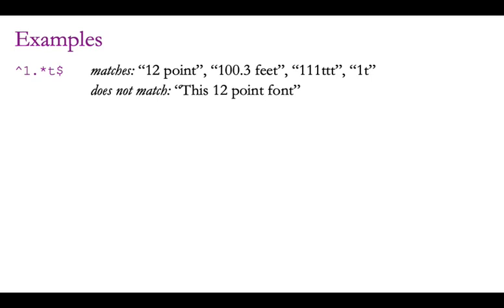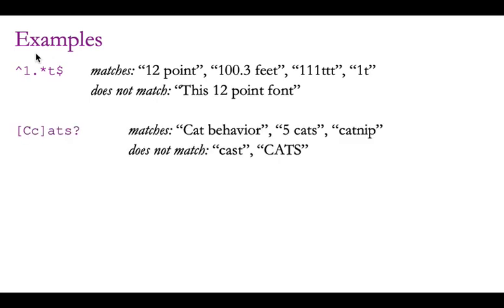Here's an example of a pattern. This *1 dot star t. Well, this matches 12.1. Yeah, different combinations of numbers and things that end with t. But you can imagine building out patterns like this to match different number formats and dates and whatnot.